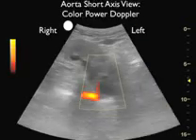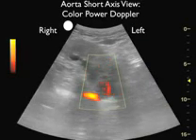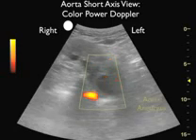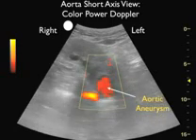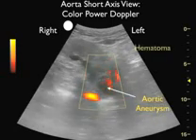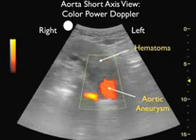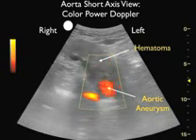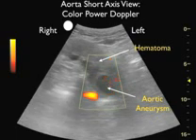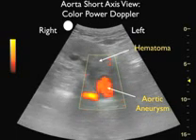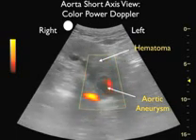In the next clip, we're going to apply color power Doppler to this image, and what we can see is the pulsations of blood within the very large abdominal aortic aneurysm that we see sitting posteriorly on top of the spine. And notice again, coming anterior to the AAA, the large amount of hematoma that's extending almost all the way to the abdominal wall.